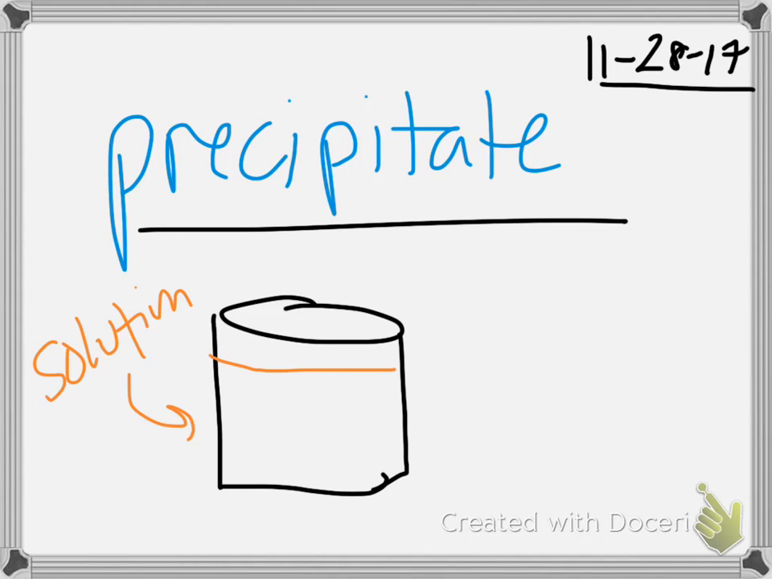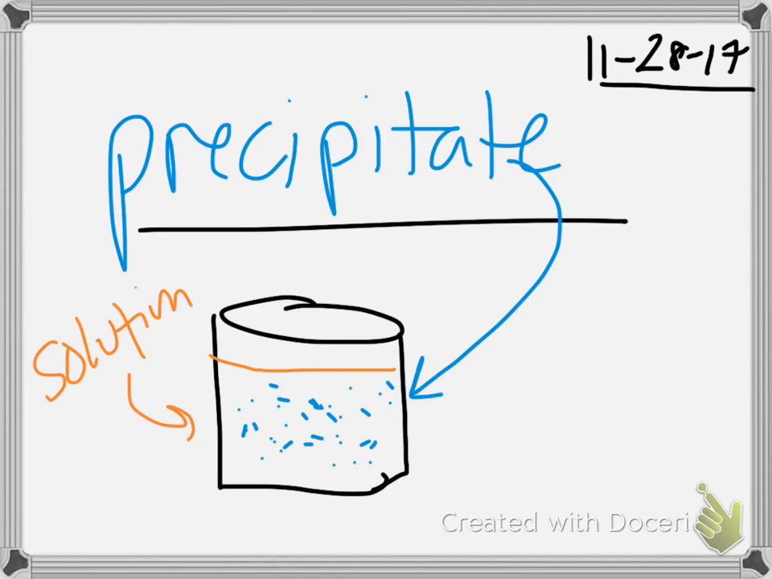If we add something to that solution and all of a sudden you start to see chunks or it gets cloudy, what that means is you have formed a precipitate. Something has come out of the solution. Now, when we start to talk about chemical reactions in 2 chapters, what you're going to find is that the formation of a precipitate is evidence that a reaction occurred. Okay? And that's really important.